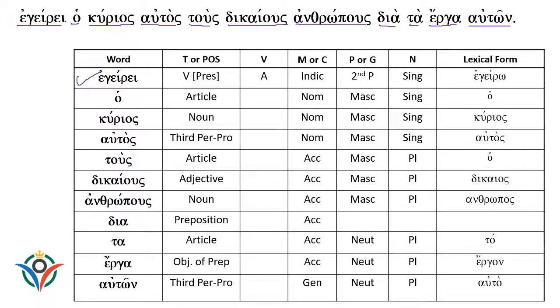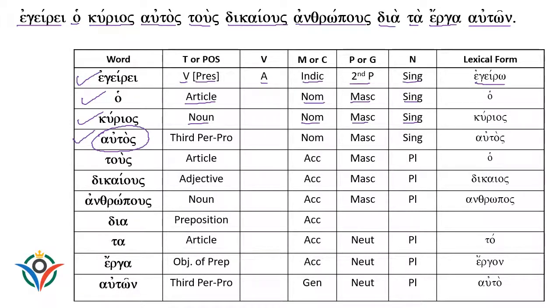The first one is egeirei. It's a verb, present tense form. Voice is active, mood is indicative. Person is third person singular. Lexical form is egeirō, which we've just learned means I raise up. Then we have ho, which is an article. It's nominative, masculine, singular. It comes before the noun kurios, which is also nominative, masculine, singular, from kurios, which means the Lord.